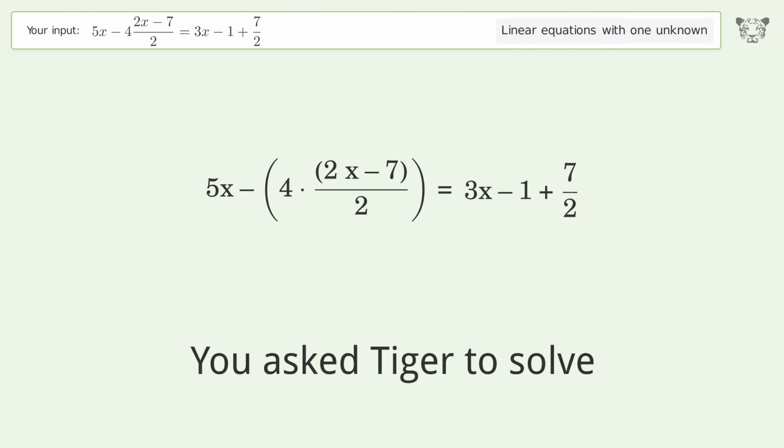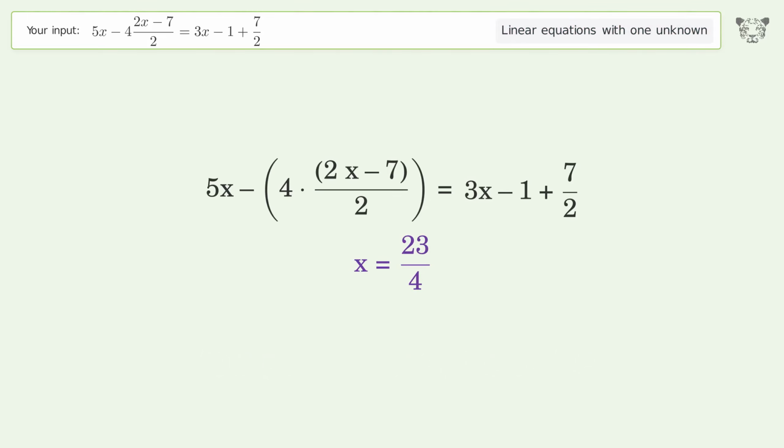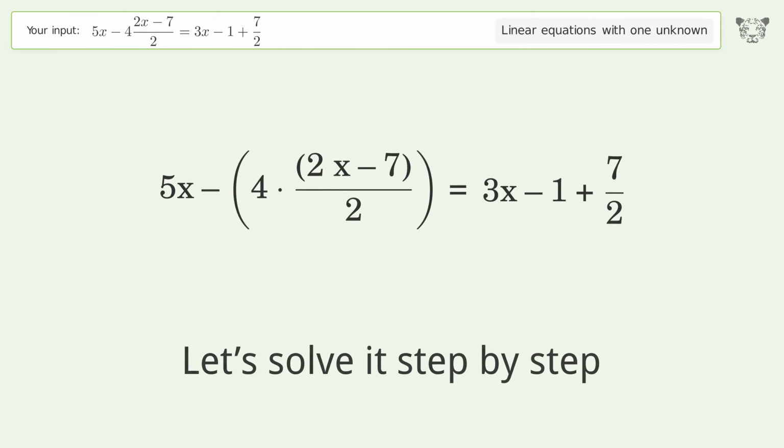You ask Tiger to solve. This deals with linear equations with one unknown. The final result is x equals 23/4. Let's solve it step by step.